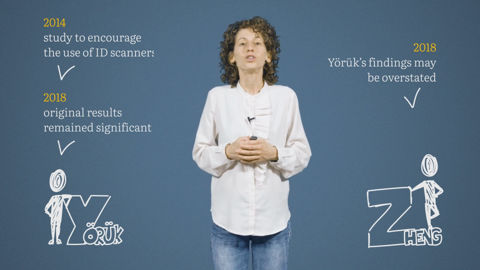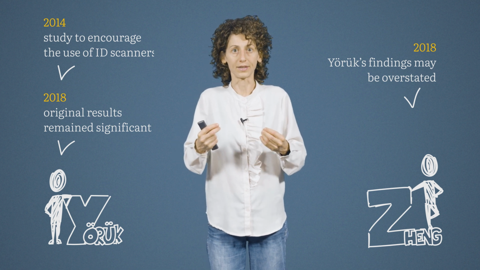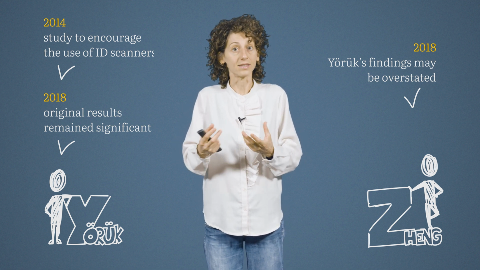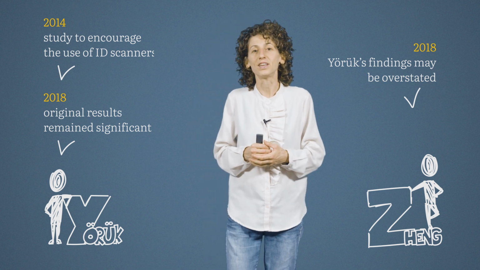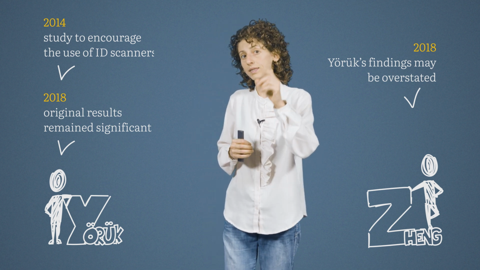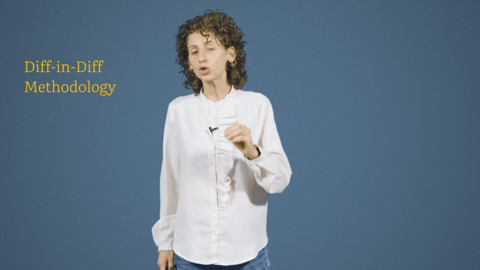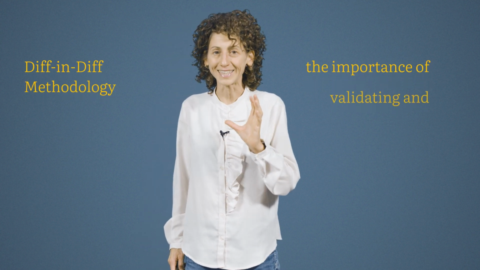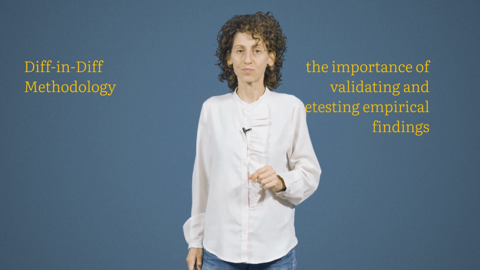In conclusion, Yoruk's response reinforced the original finding that these ID scanner laws could effectively reduce underage drinking, at least when targeted to the appropriate population. So, these units' studies have shown us not only how the diff-in-diff methodology works, but also the importance of validating and retesting empirical findings.